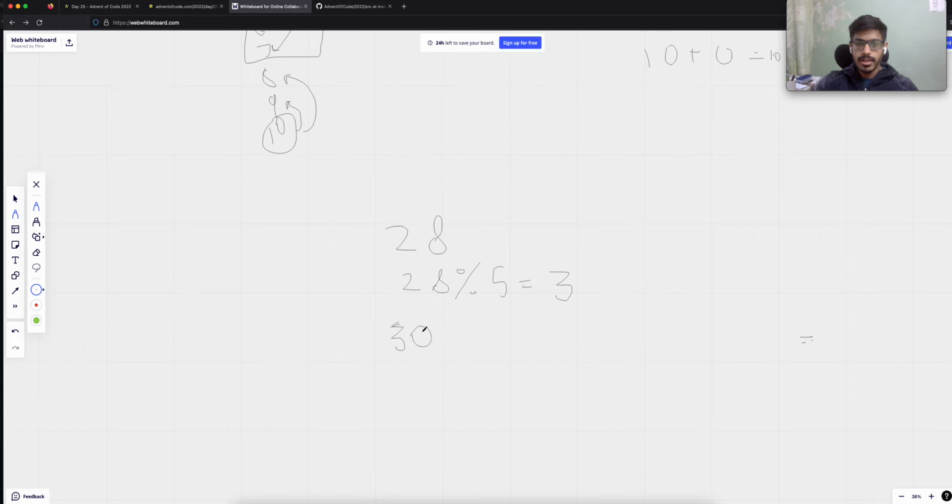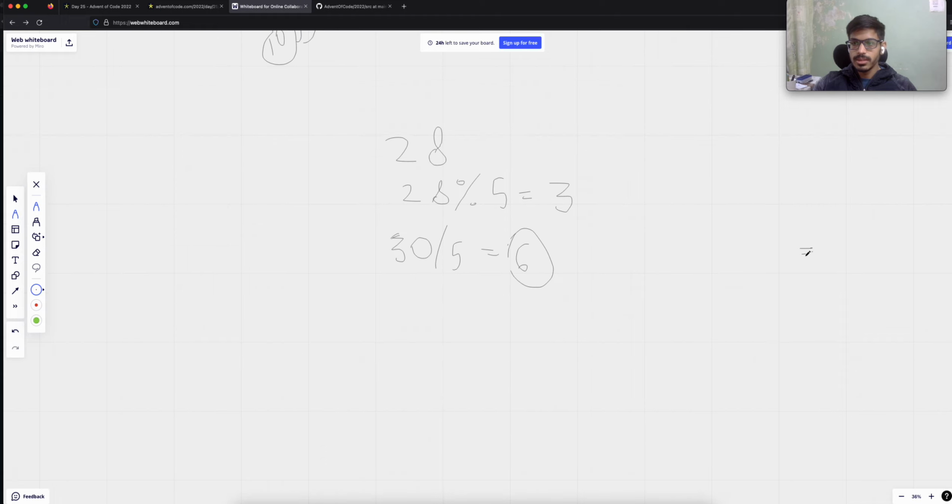So we will take 30 divided by 5 here, because I told you, if the remainder is 3, we will do 5 into x plus 1. So this is 30 by 5, which comes out to be 6. Now we have to find what is the representation for 6.